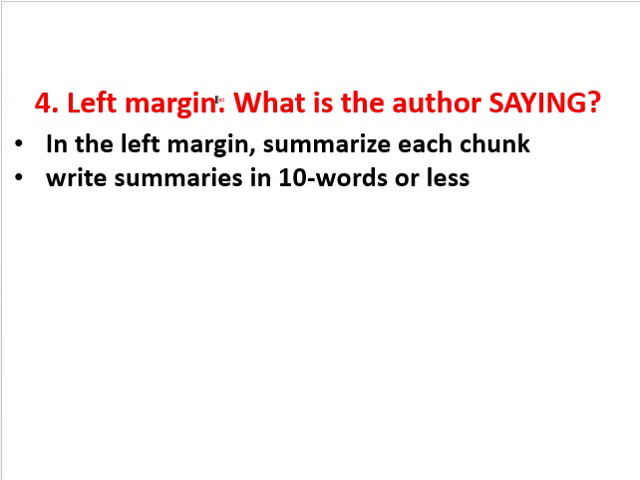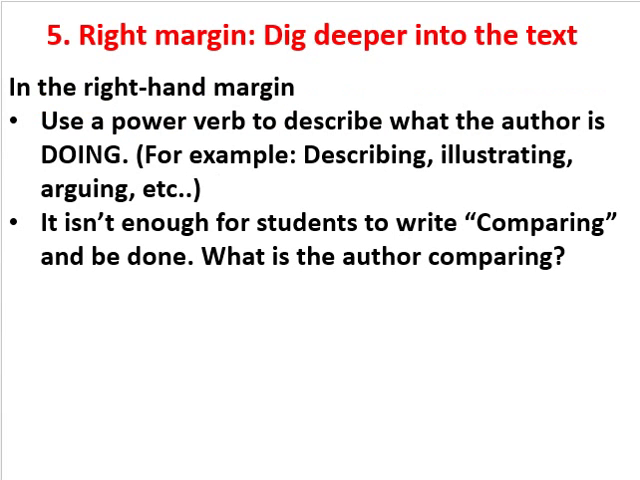Next, in the left margin, you should mark down what the author is saying, and that's easy because you're going to summarize or write a little 10-word or less summary of what each chunk says in the left-hand margin. And finally, in the right margin, you want to describe what the author is doing. And for that, you're going to use power verbs, and I'll show you a list of those in just a minute. It isn't enough just to write the verb comparing, for example. You have to tell what the author is comparing.